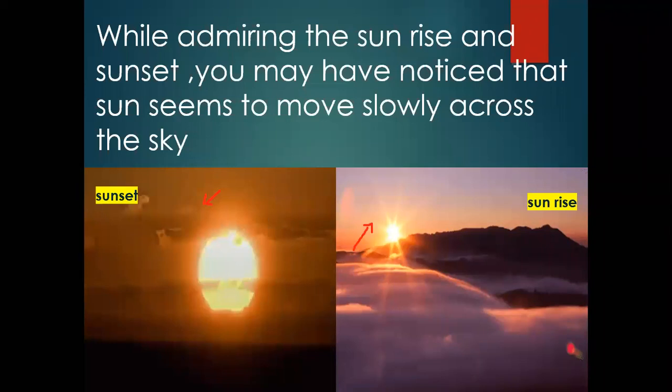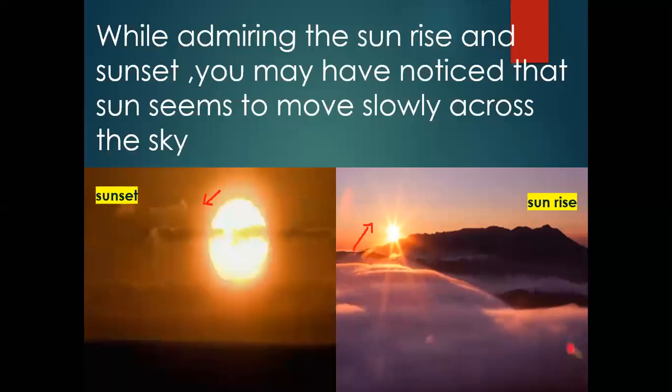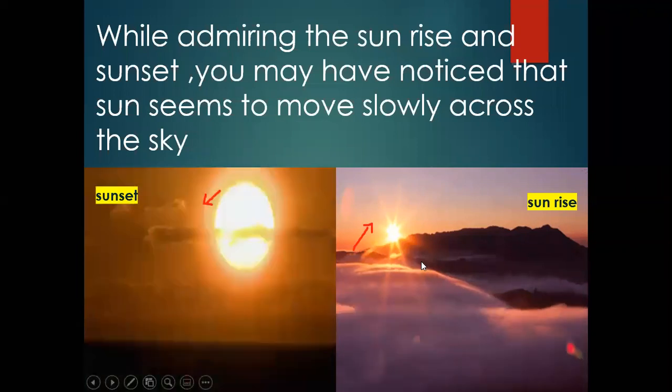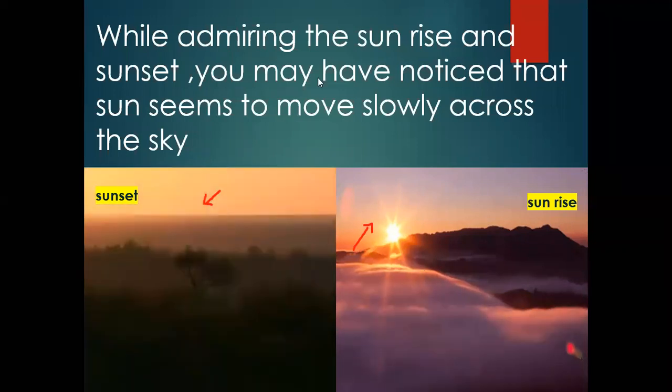The left picture, the sunset, as you can see, the sun moves down, okay? Most of us, when you went to the sea, you are trying to watch the sunset, right? As you can see here, the sun looks like it goes down, and the other one at the right side is the sunrise. Sunrise in Arabic is al-shurooq. We see here that the sun looks like it moves from down to up.